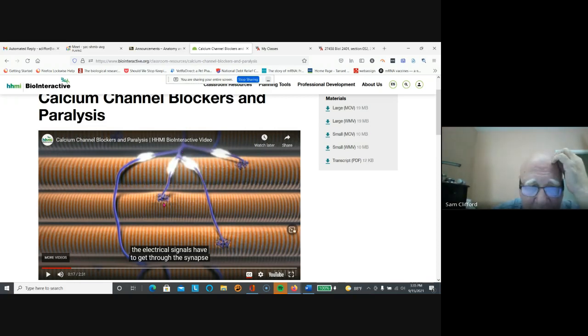electrical signal. The first thing it does is it allows calcium to move through open calcium channels, and the action potential or electrical signal that comes down the nerve opens those calcium channels, and the calcium channels allow calcium to come in. That activates the vesicles that carry acetylcholine to release acetylcholine.